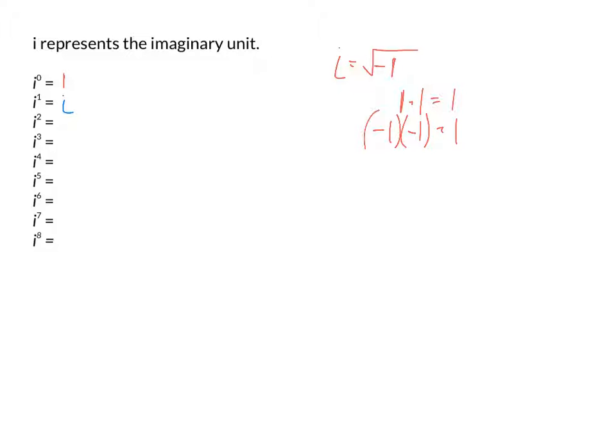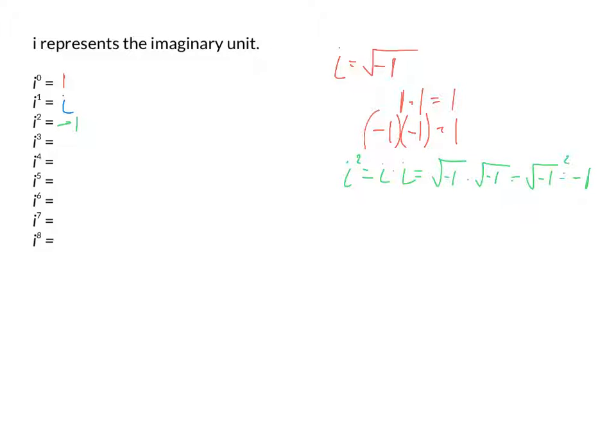How about i squared? If we do i squared, that's the same as taking i times i, or the square root of -1 times the square root of -1, or rather the square root of -1 squared. And we know that square roots and squares cancel each other out, and we just get -1.